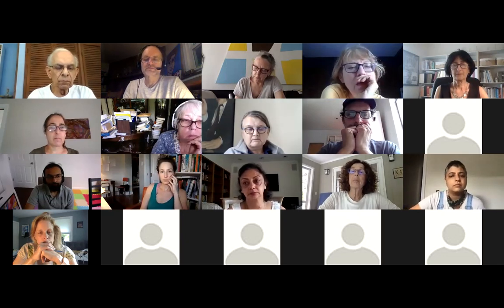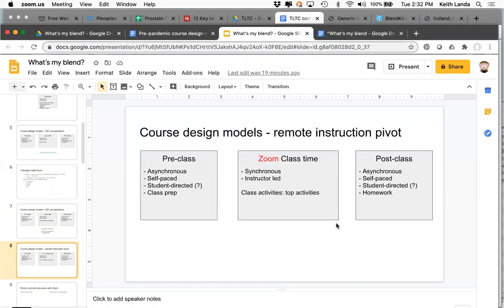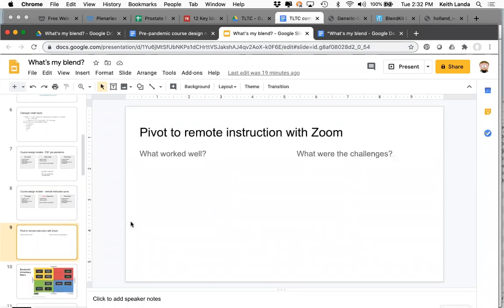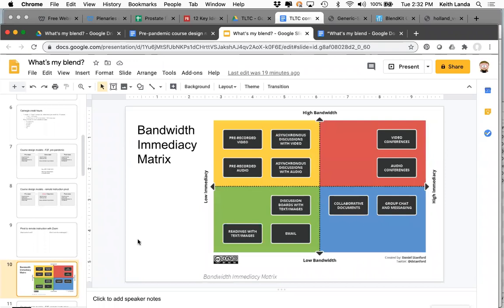Let me share my screen again. So we kind of did this in the face-to-face, but I want to bring up this issue as well. This was in a blog post that came out early into the pivot, and I thought it was a very good way of looking at some of these issues.